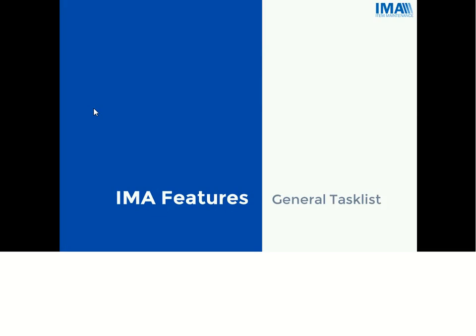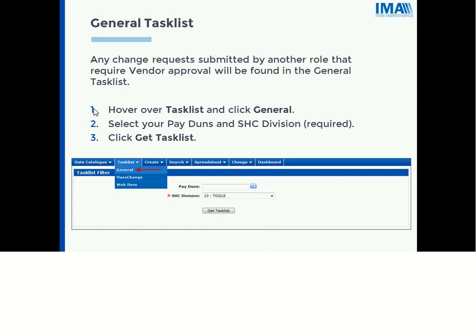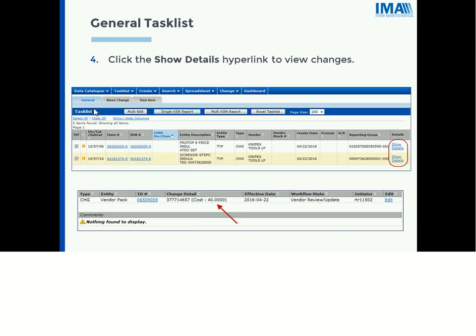All right, so next we're going to talk about your general task list. So any change request submitted by another role that requires vendor approval will be found in the general task list. The most common one where you're going to see this will be cost. So to access your general task list, you just hover over task list and you click general. You select your paid items number and your division and click get task list.